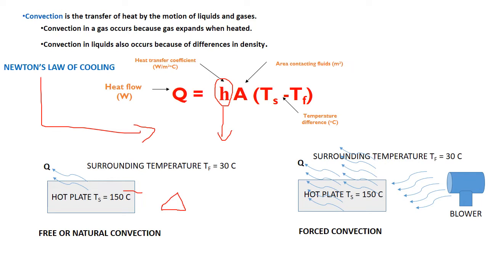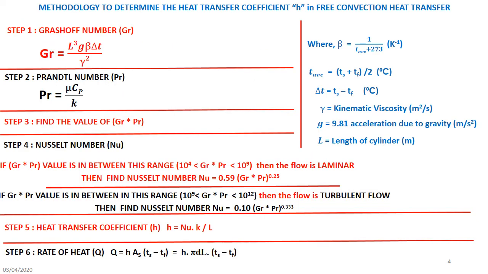In free convection, there is no extra equipment, so the particular system will lose the heat naturally or freely. So what is the methodology to determine the heat transfer coefficient H in case of free convection? Again, repeating for you, in the previous slide for forced convection we followed some steps to determine H, and then only could we find Q, because Q is equal to H A delta T, as we just discussed. For free convection there is a separate procedure.